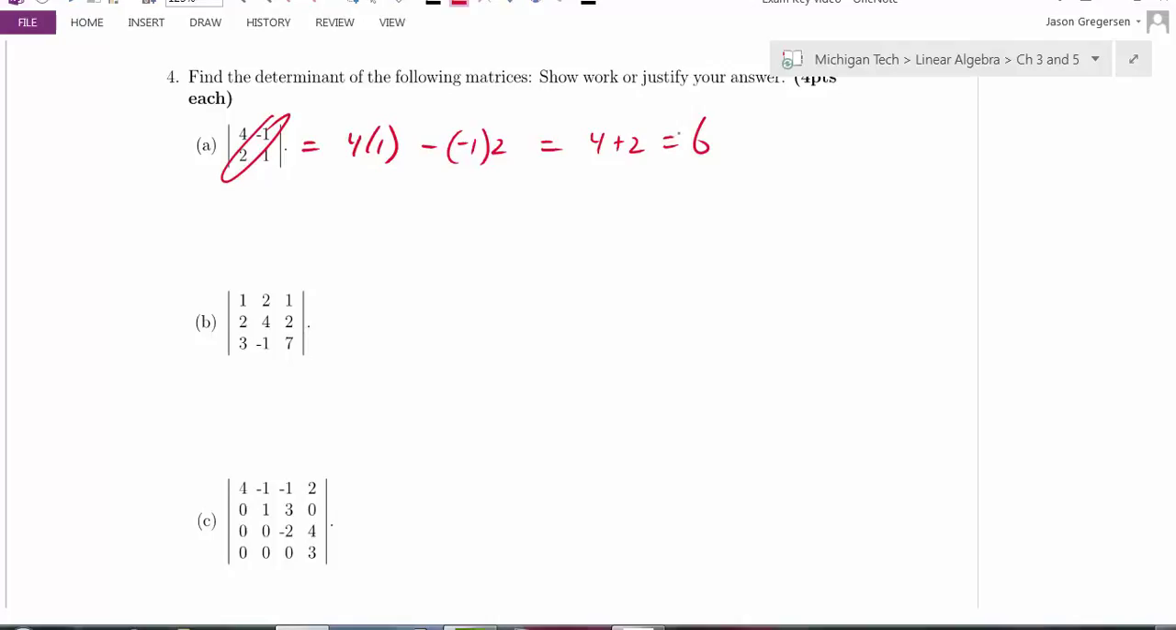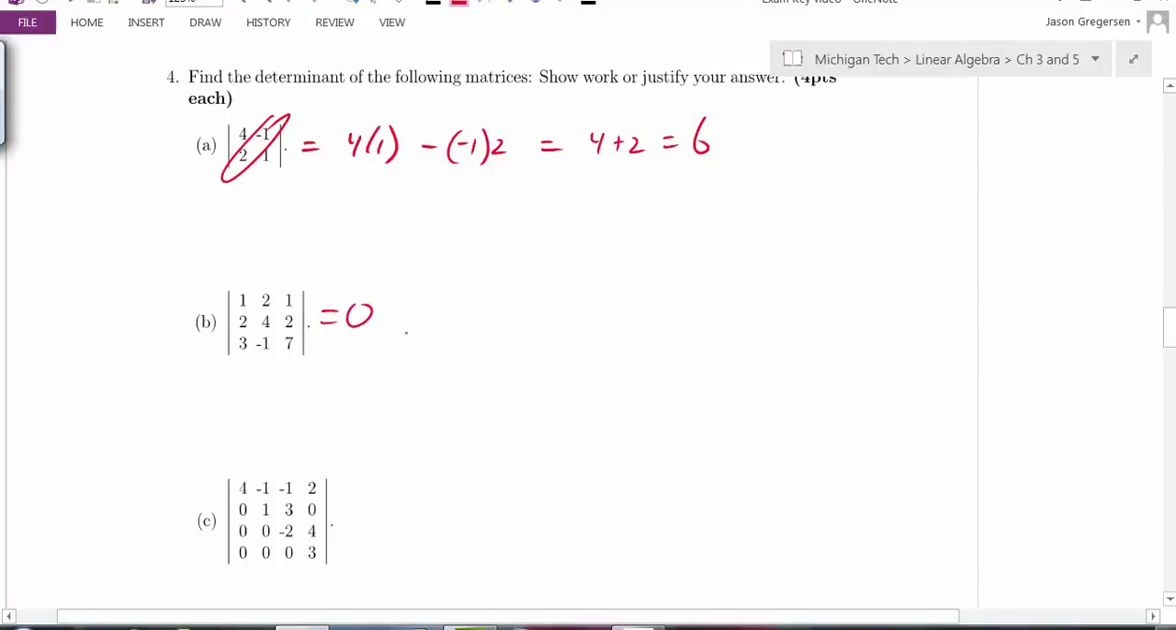Now the next one is a 3 by 3 matrix. And while I can go right ahead and do the full expansion to find the determinant, I do notice one thing right away. I notice that row 1 and row 2 are just linear combinations of each other. The fact that I have rows that are linear combinations of each other tells me this matrix can't be invertible. If the matrix is not invertible, that tells me the determinant of the matrix is equal to 0.